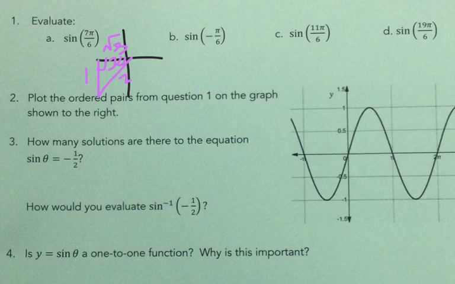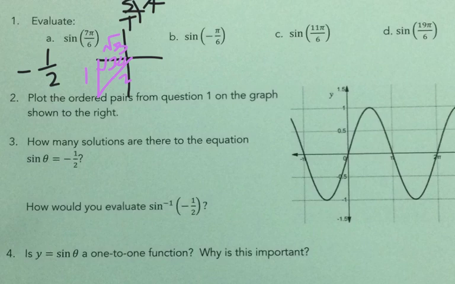Sine is the opposite over the hypotenuse. So this would be 1 over 2. But because I'm in the third quadrant, sine should be negative. So I've got negative 1/2. Questions?